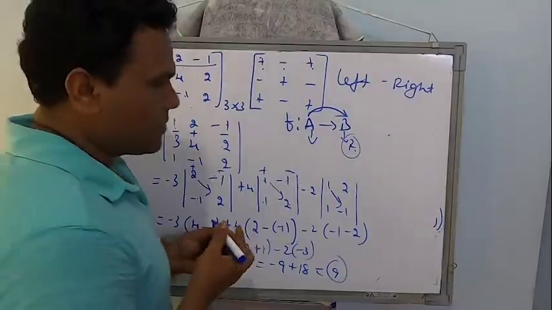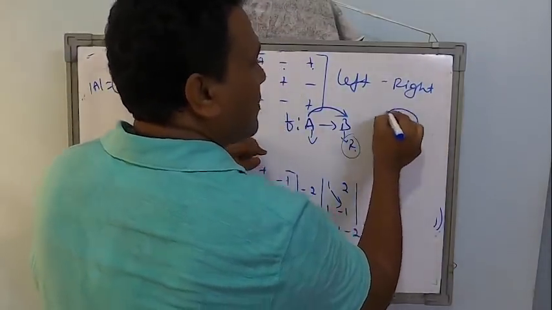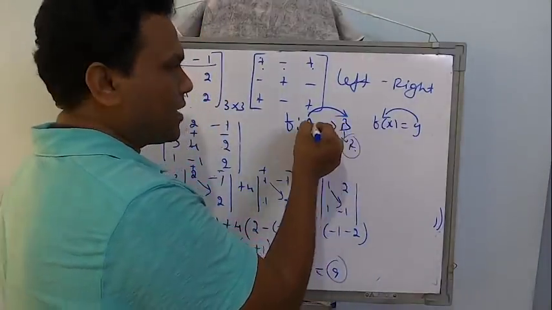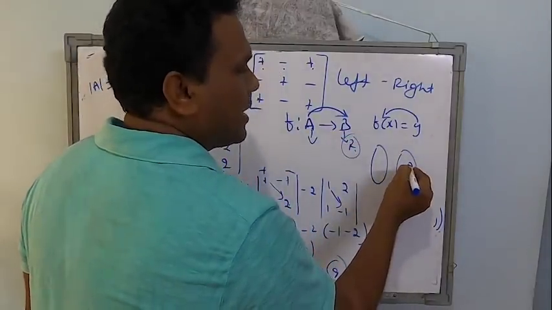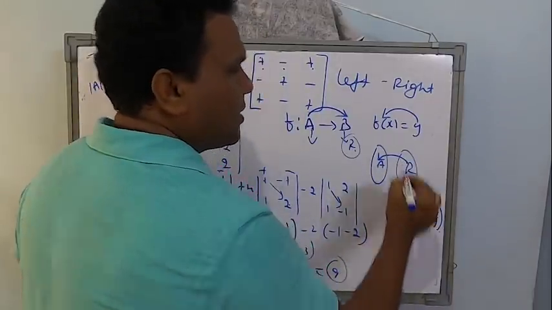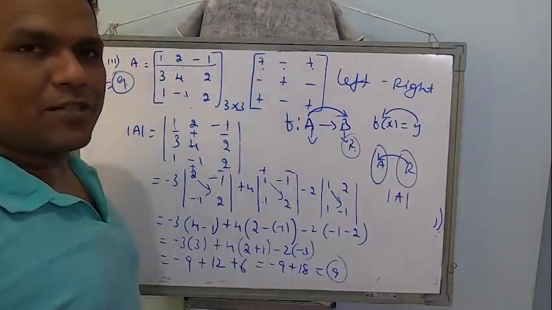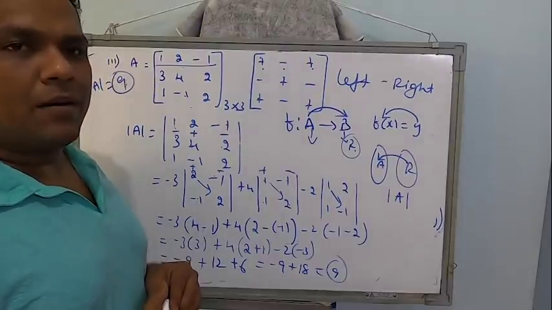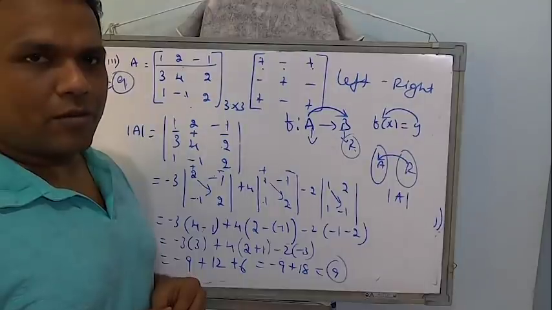Normally, if a function is defined like f of x equal to y, we call it y is the image of x, correct? So here, the real number associated with a square matrix, that real number is called the determinant of the square matrix. That is all the definition. So don't get confused. A simple definition. Every square matrix is associated to a unique real number called the determinant of that square matrix. That's all the definition you have to remember.